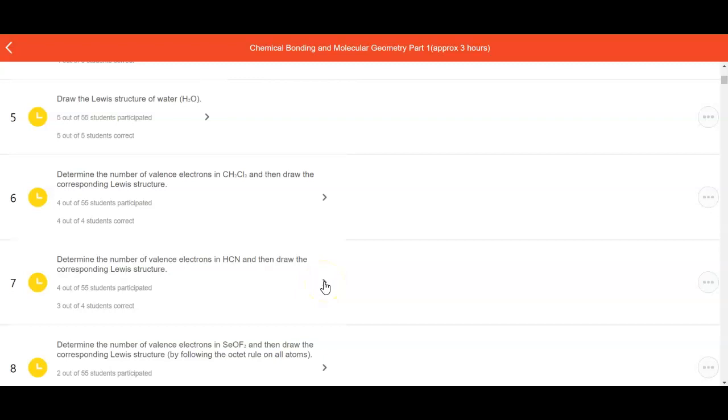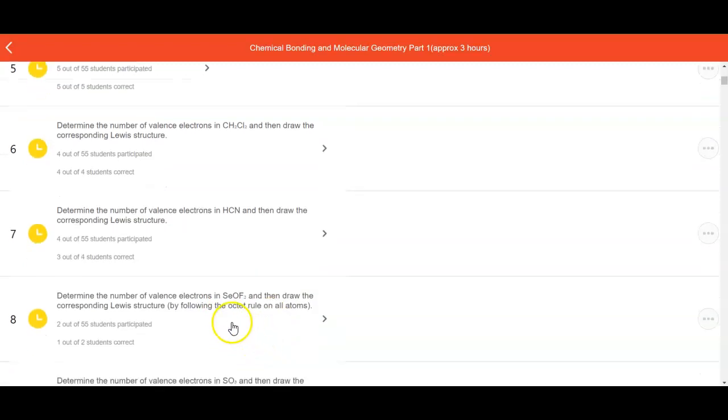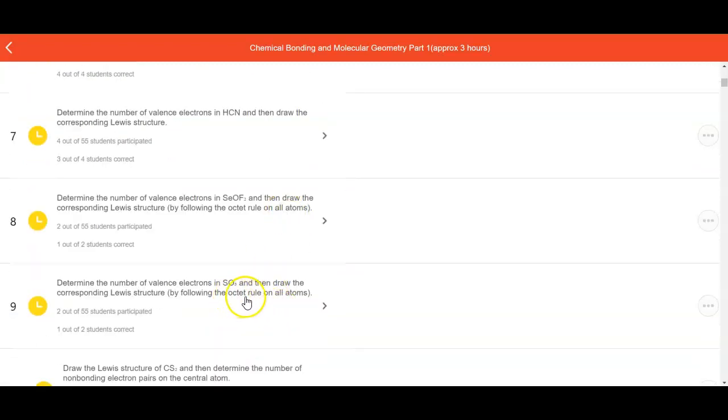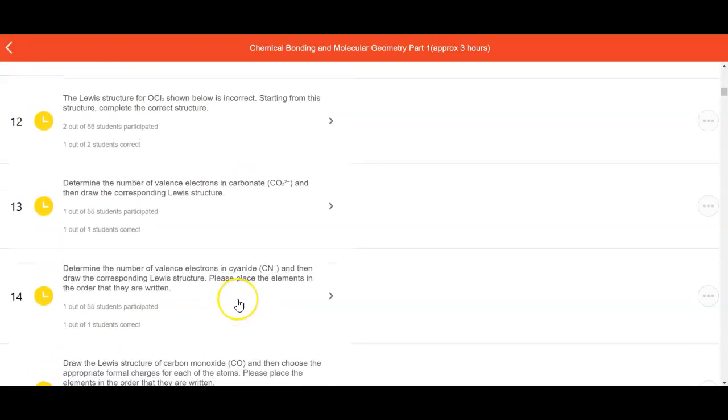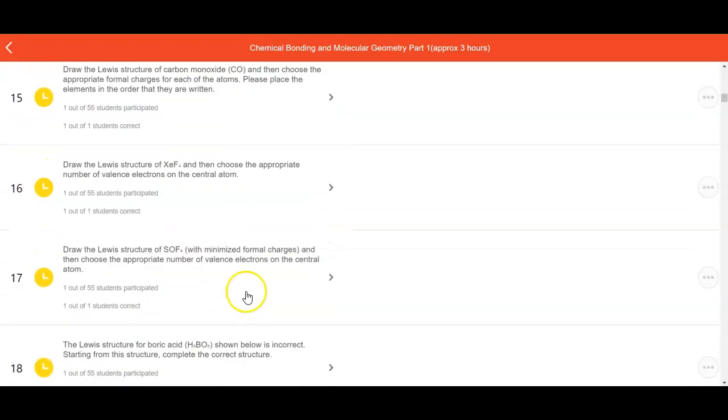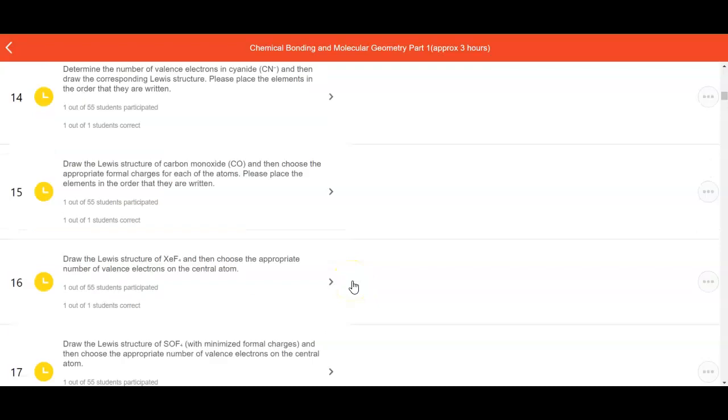So you have a lot of Lewis structures that you're going to be doing for this section. So let's look, here's SeOF2, we actually did this one in lecture. And you see how this one says, follow the octet rule. So that means follow the octet rule. And then if you get down here, minimize formal charges. So then you use the formal charge rule. So it'll tell you which one to do.